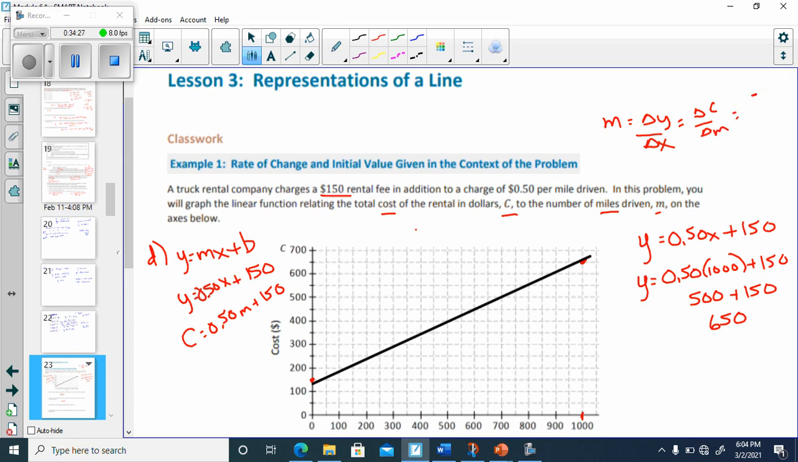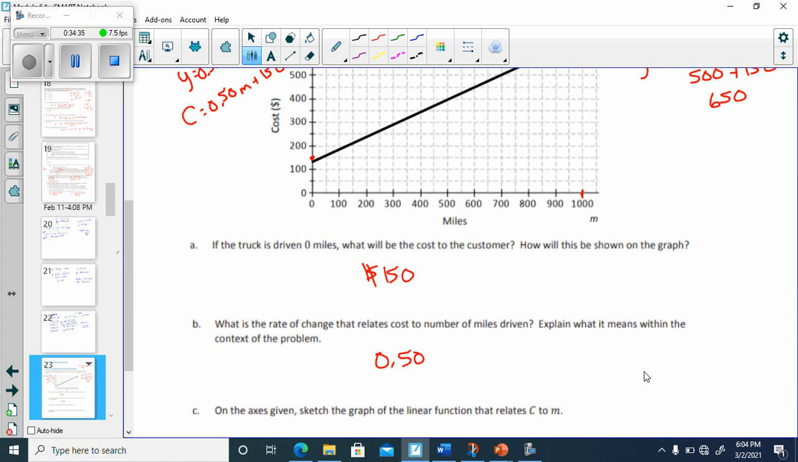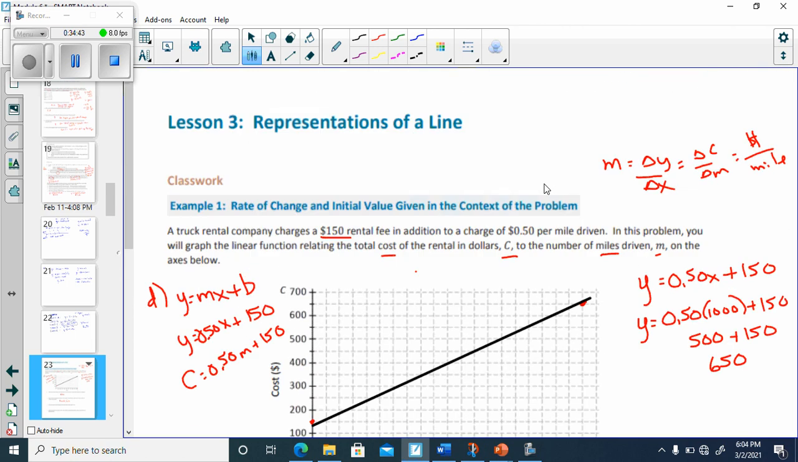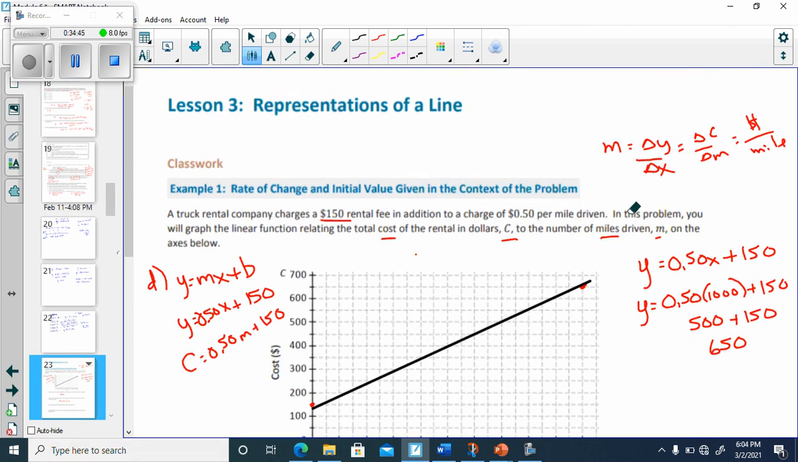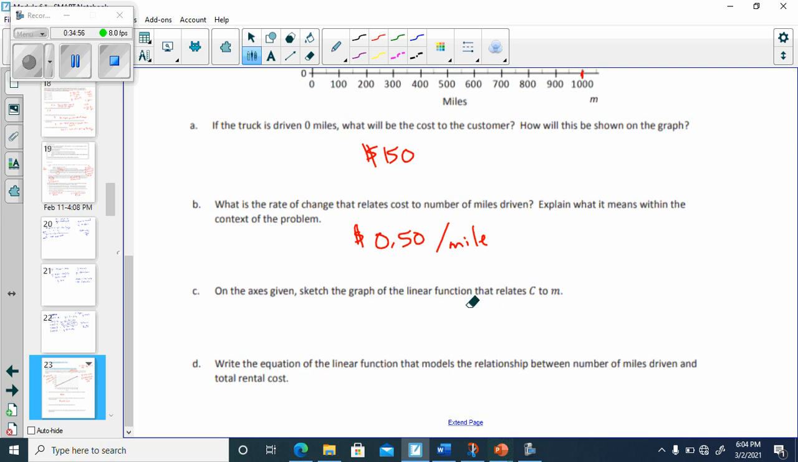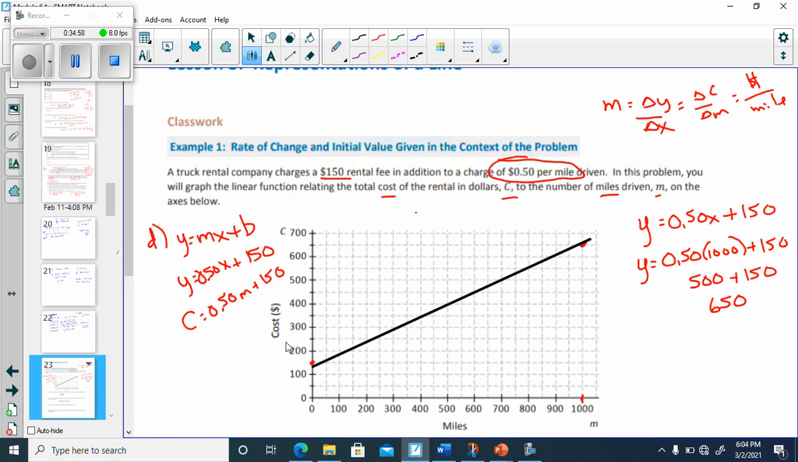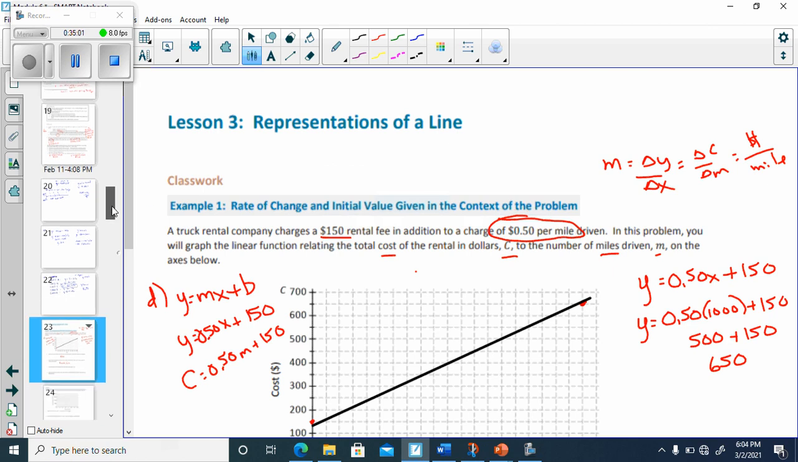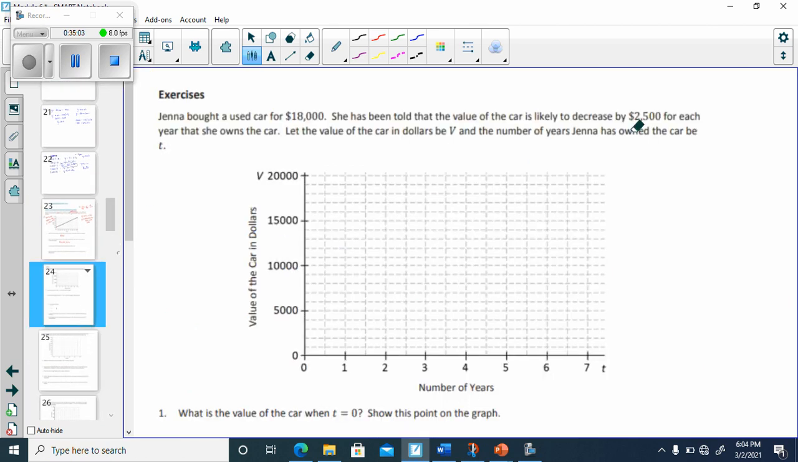This is your cost in dollars, so that's dollars per mile, right? M is mile. So what does this mean? This means it's 50 cents per mile. And you could have gotten this also by looking straight up here, where it said that it's 50 cents per mile driven. It told you what it was. Now, we've already done our linear equation, and we've written our equation for it. Okay? Let's go to the next one.